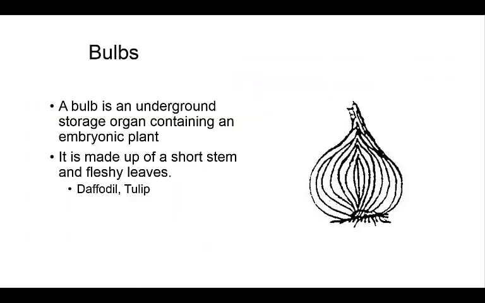Bulbs, like tulips and daffodils, are underground storage organs containing a young embryonic plant. It is made up of a short stem and fleshy leaves. Onions are also an example of this category. The stem in these plants is actually this area way down here at the bottom, along this basal plate. All these leaves then come off of that compressed stem at nodes, just like all other leaves do.